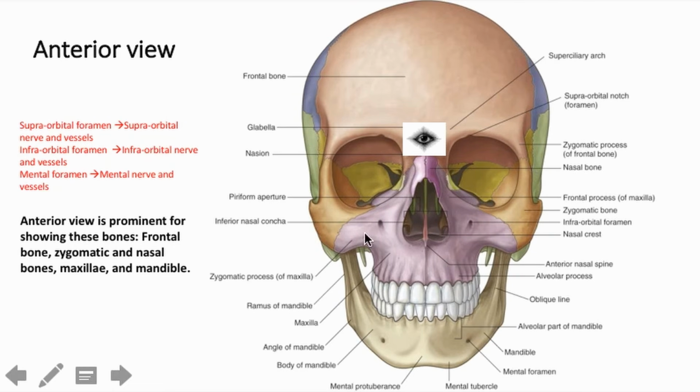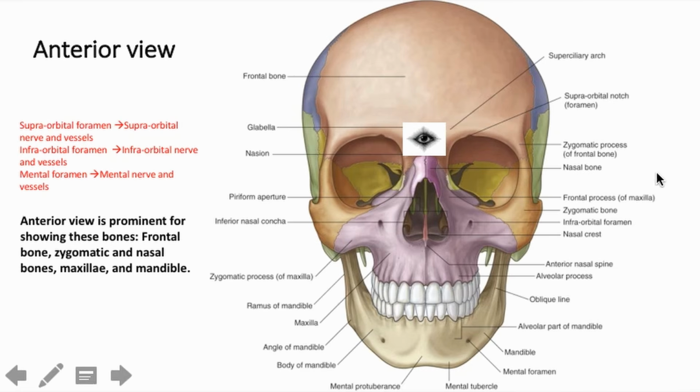Then you have the base, which is the floor of the cranial cavity, which we'll go into more detail on. And then the anterior portion, which is the lower portion, is the facial skeleton. And then the mandible, which is not really part of the cranium or part of the facial skeleton, but we can include it in the viscerocranium. The anterior view also includes the forehead up here, which is comprised of the frontal bone.